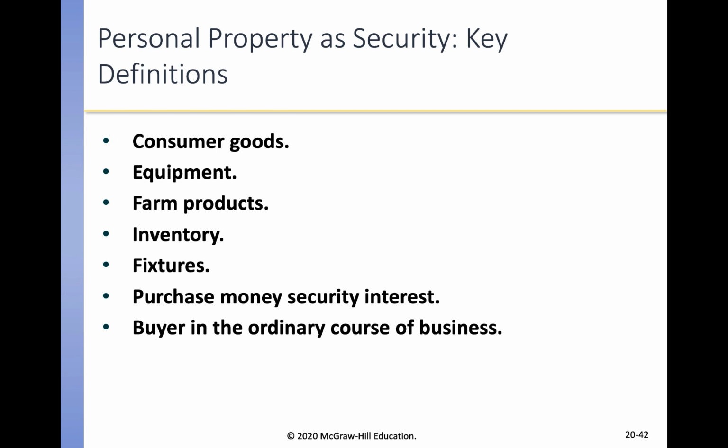And a buyer in the ordinary course of business is a person who, in good faith and without knowledge that the sale is in violation of ownership rights or security interest of a third party, buys goods in the ordinary course from a person in the business of selling goods of that kind, not including a pawnbroker. Okay, so a buyer in the ordinary course of business can take greater title to an asset than someone with another security interest, with a perfected security interest.